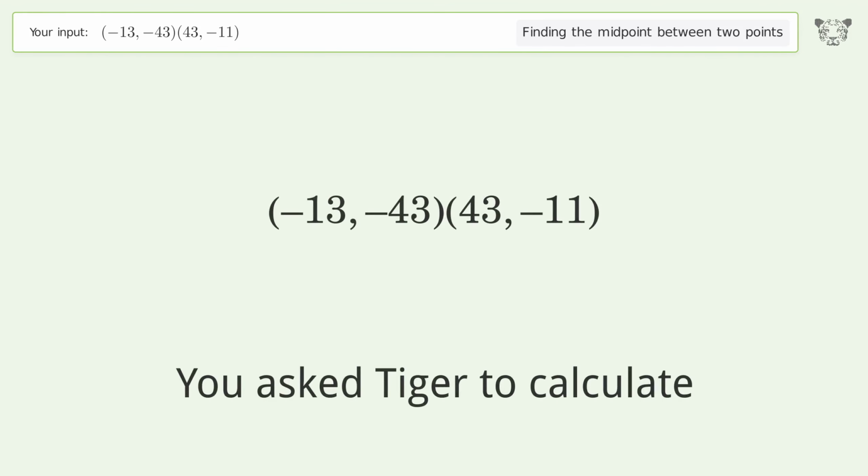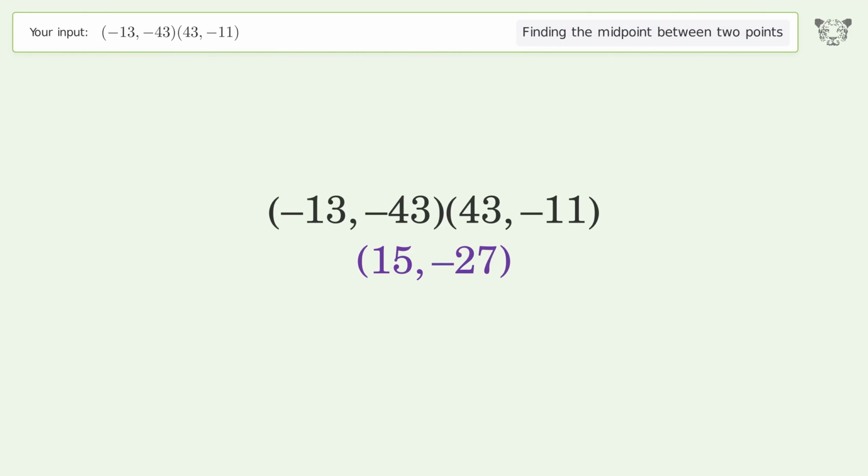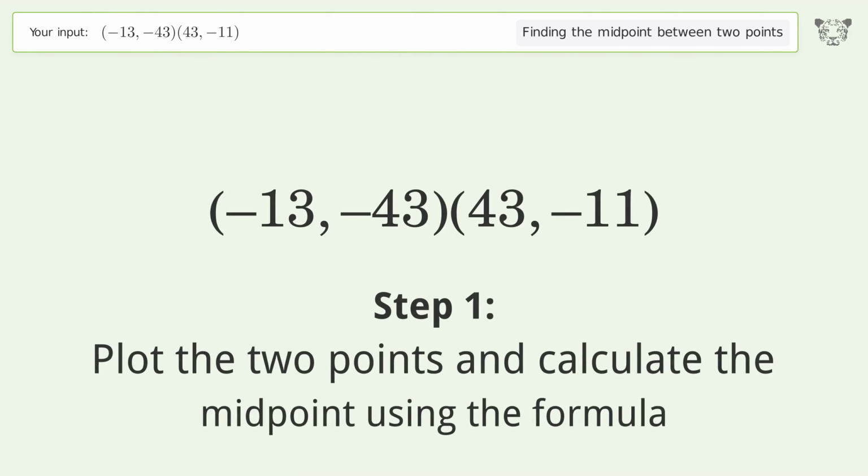You ask Tiger to calculate. This deals with finding the midpoint between 2 points. The midpoint between the 2 points is 15, negative 27. Let's solve it step by step. Plot the 2 points and calculate the midpoint using the formula.